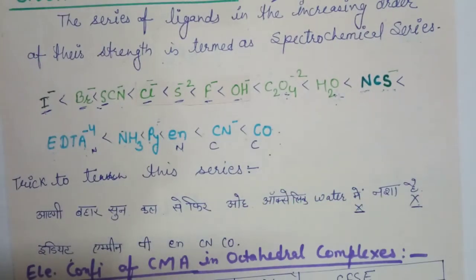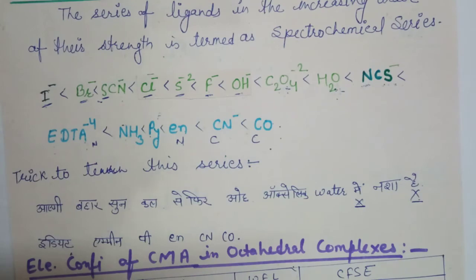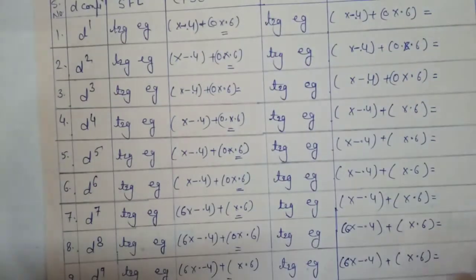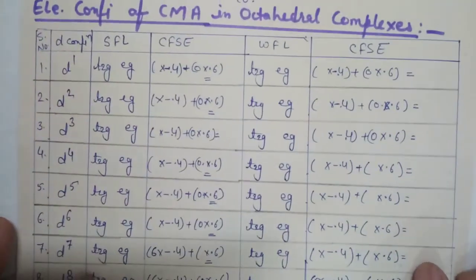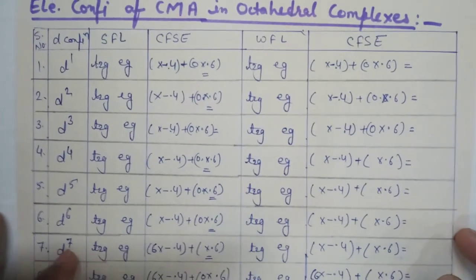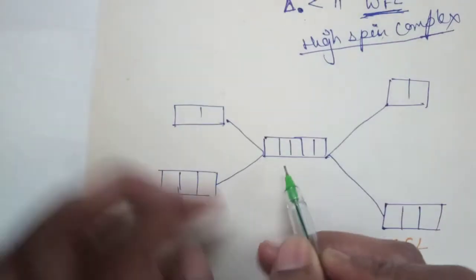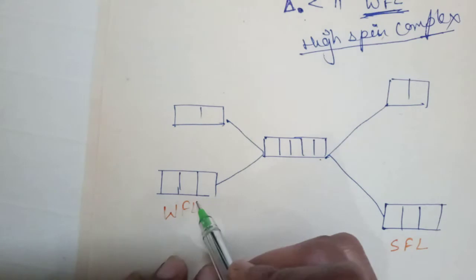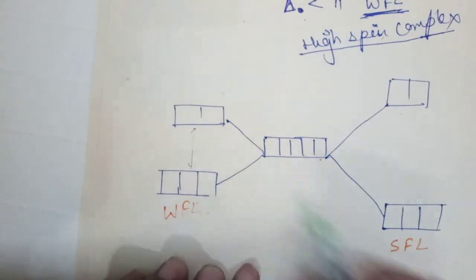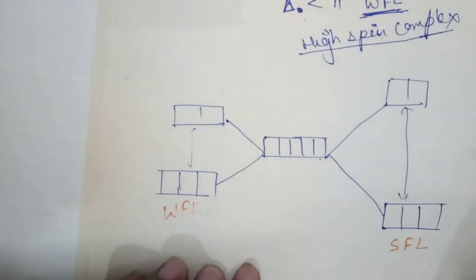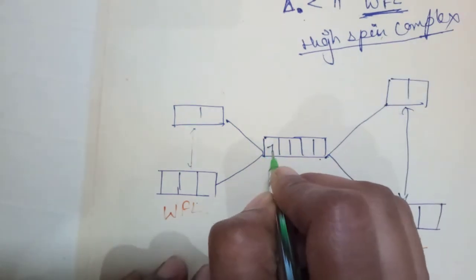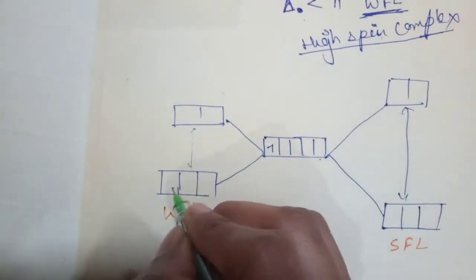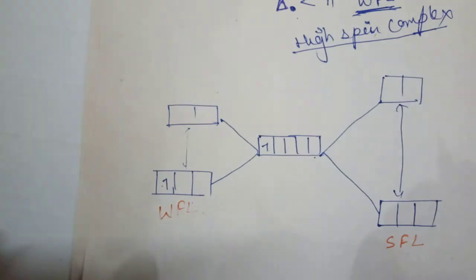Now we can write the electronic configurations of the d orbitals in octahedral complexes with weak field and strong field ligands. See, these are the degenerate d orbitals, and with a weak field ligand they split less, and with a strong field ligand they split more. Now one electron, d1 configuration. The electrons are filled according to Hund's rule.